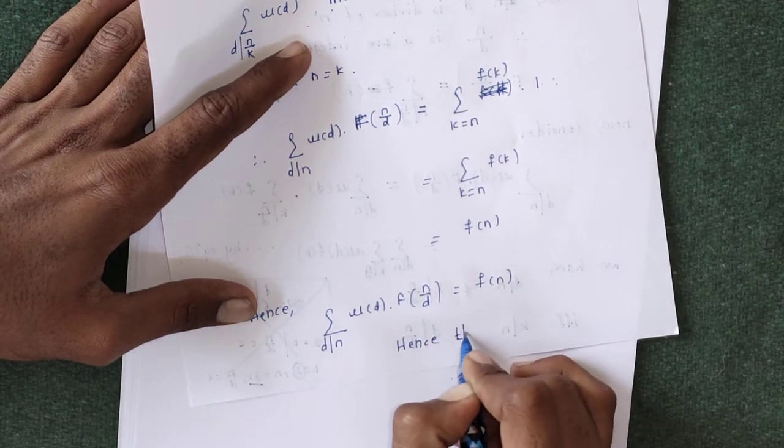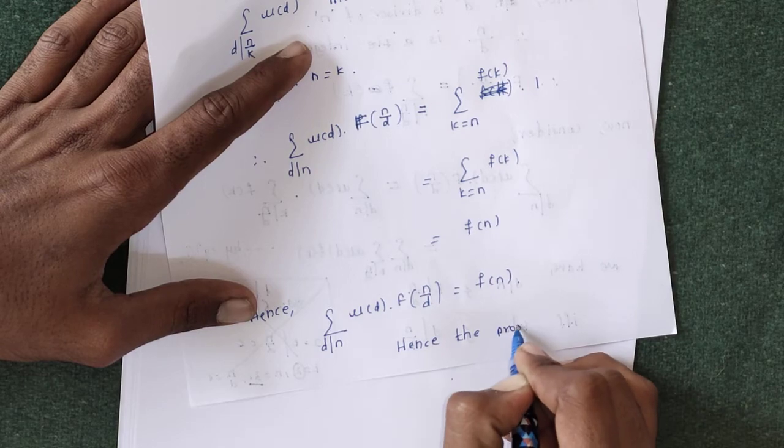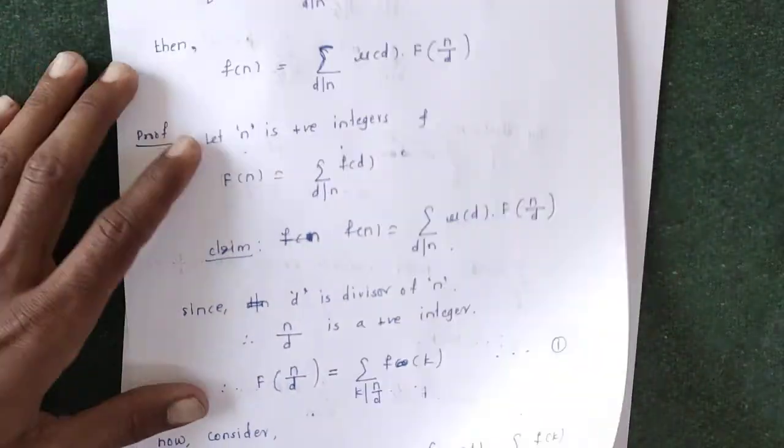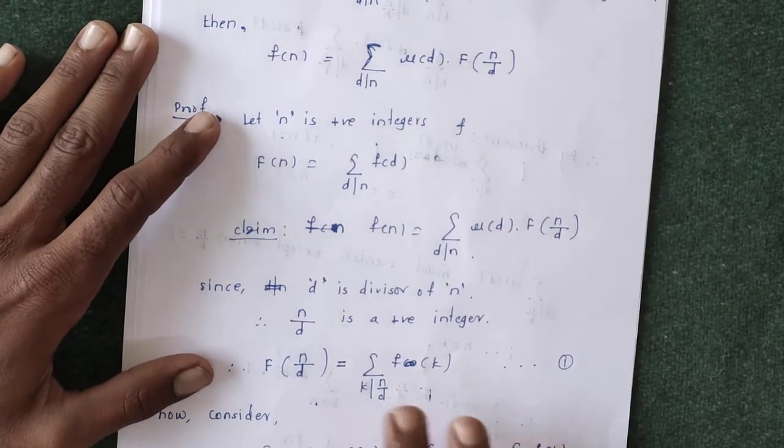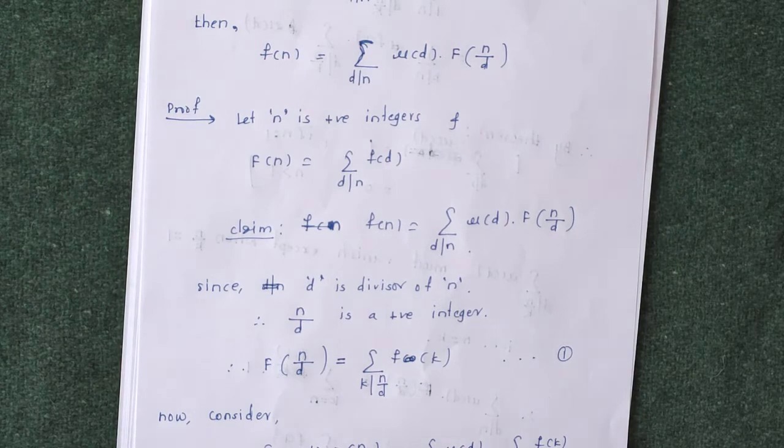In this theorem, that is, the Mobius inversion formula, this is the important one. The question may be asked in your university examination, the statement of the theorem will be given, and you have to prove this result.